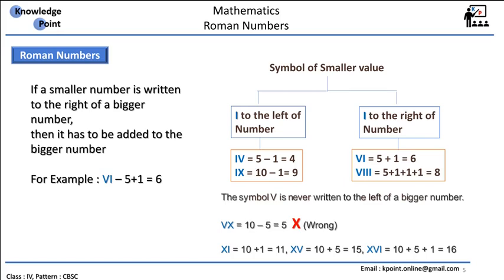If I is written to the right of X, then the value should be added, like 10 plus 1 is equal to 11, XI. Now the smaller value V is to the right, so the value should be added, like 10 plus 5 is equal to 15, XV. And 10 plus 5 plus 1 is equal to 16, XVI.